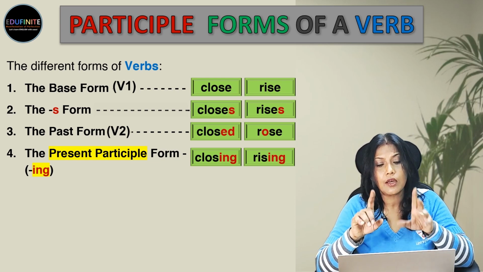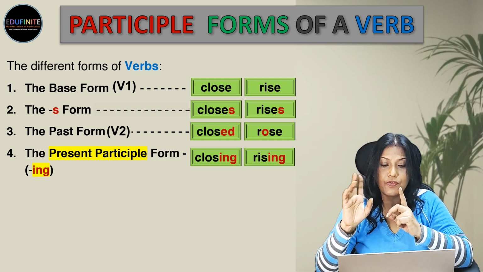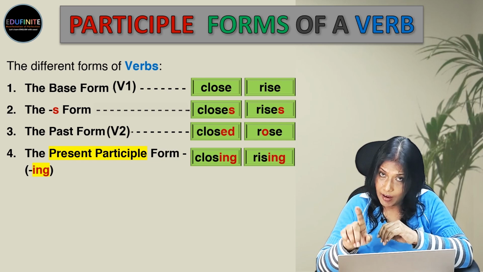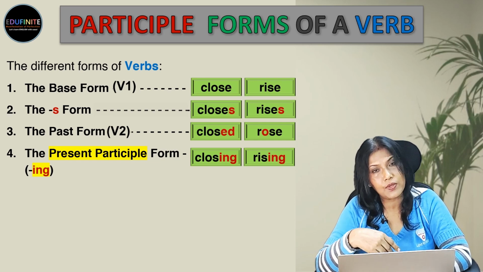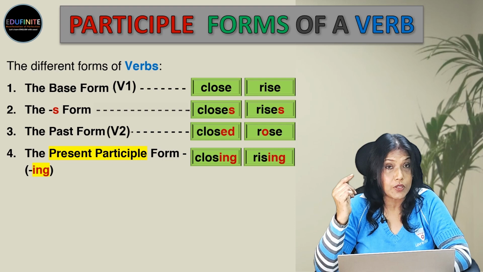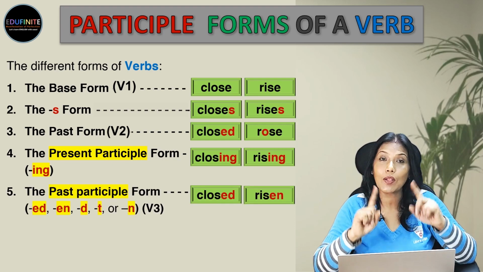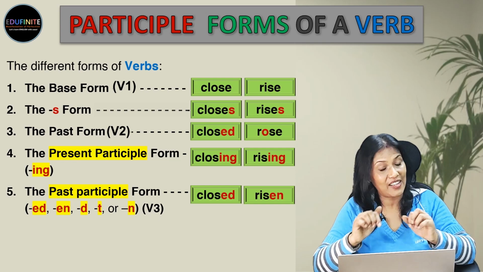So close, of course, has an E, so we have to remove the E and add ing. Similar, rise, E is there, we remove the E and add ing. So close becomes closing and rise becomes rising. The next is the past participle form. That is also the focus area in our topic.